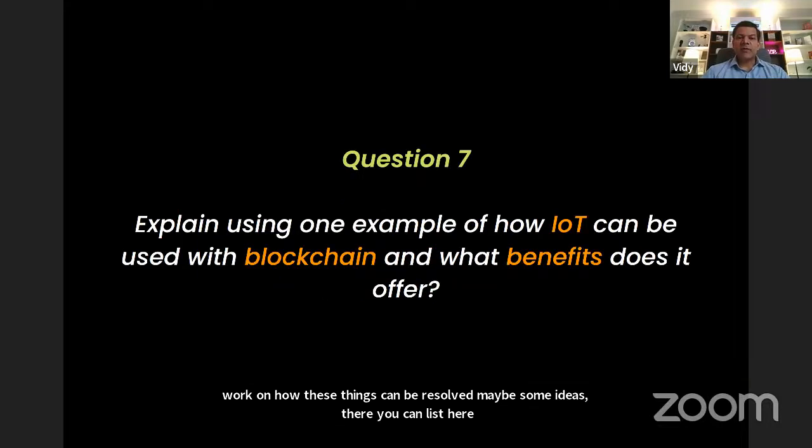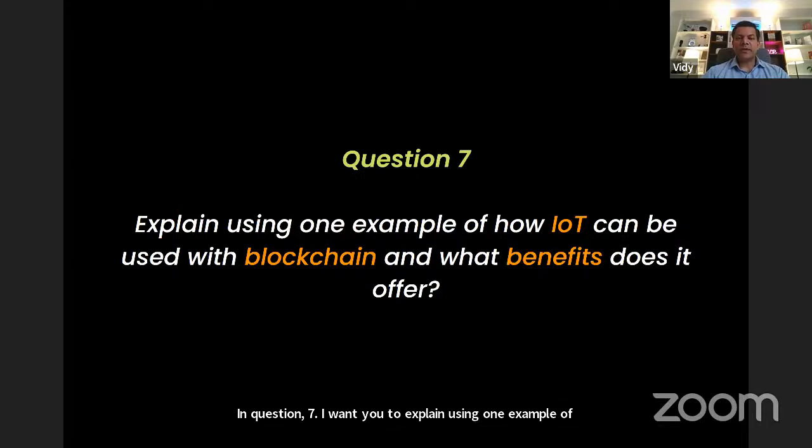In question 7, I want you to explain, using one example, how IoT or sensors can be used with blockchain and what benefits it offers. For this, you can select a specific use case, maybe agriculture or factory manufacturing, and think about what the sensors are doing and how they can integrate or work with blockchain.